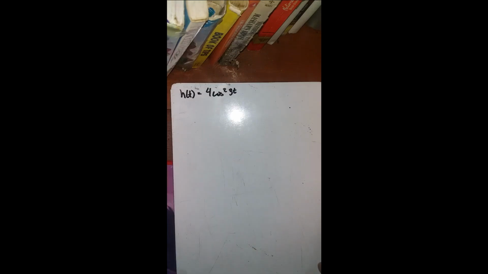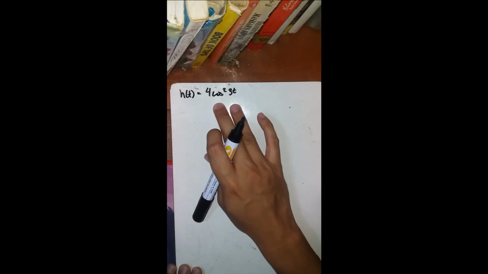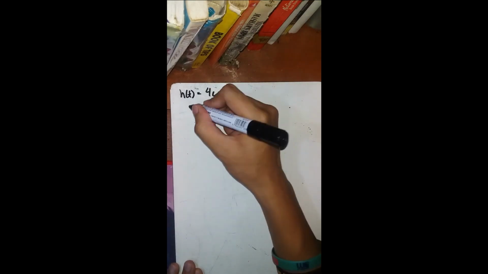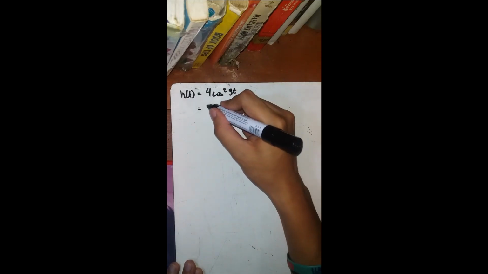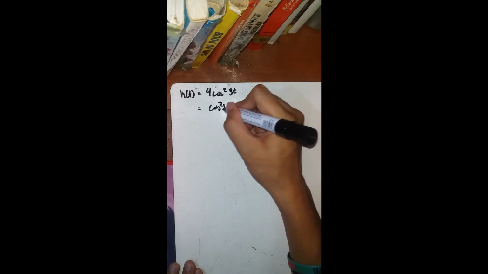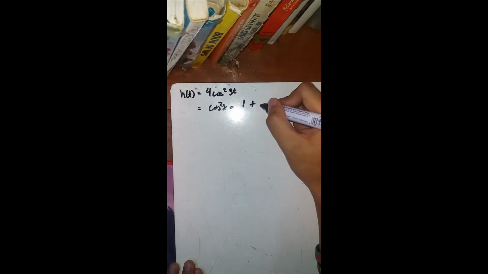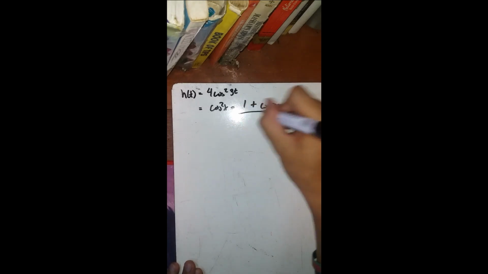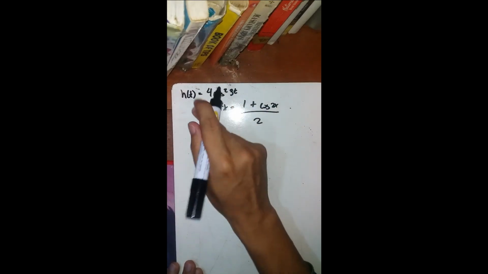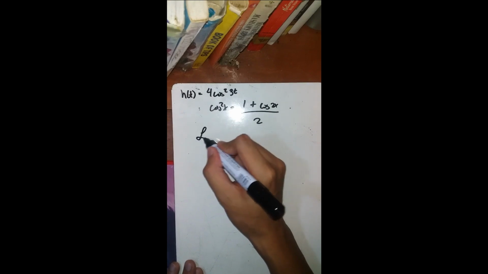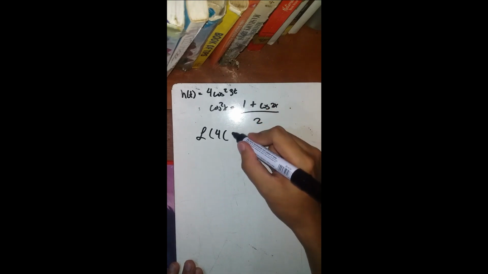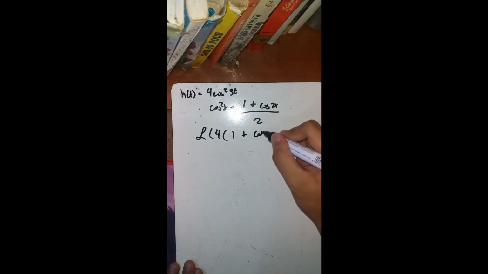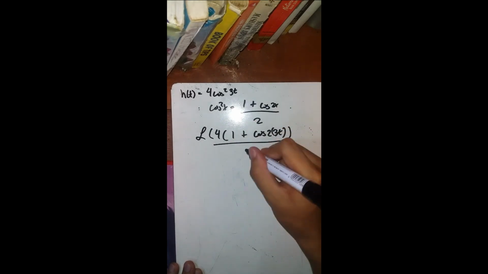So this is our next problem. Based on the cos squared of 3t, we can transform this into trigo identities, which is cos squared x, which is equal to 1 plus cos 2x all over 2. So we input it here, so the Laplace of 4 times, this will be 1 plus cos 2 times 3t all over 2.